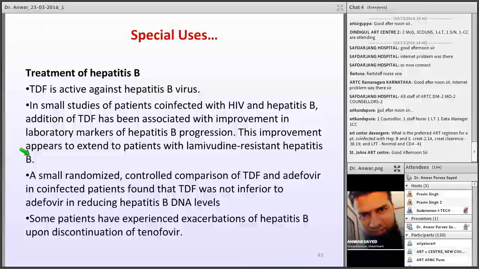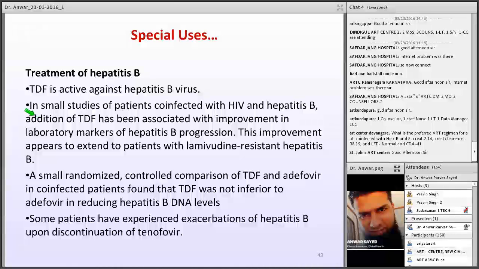So there are some special uses of tenofovir. TDF was approved as a drug which can be used in hepatitis B in the year 2008, and many guidelines recommend inclusion of TDF plus either lamivudine or emtricitabine in the ART regimen of the patients who are treated for HIV and hepatitis B co-infection.